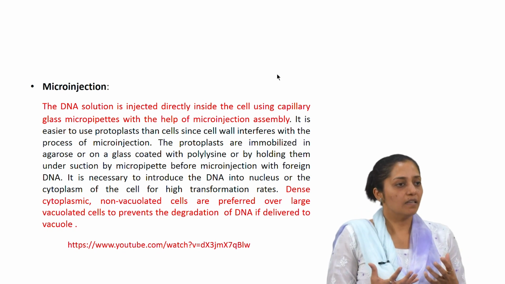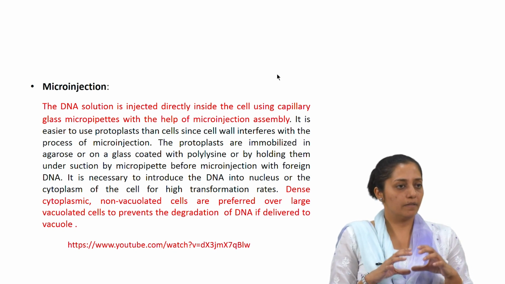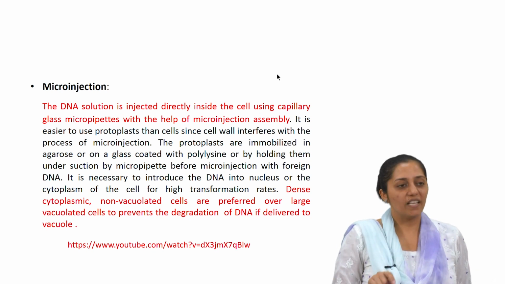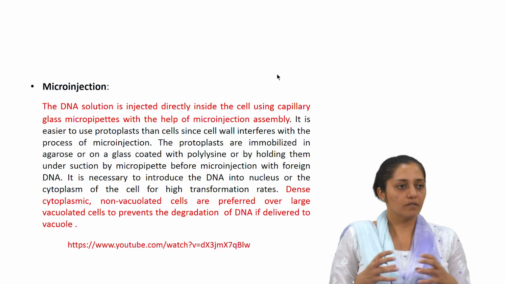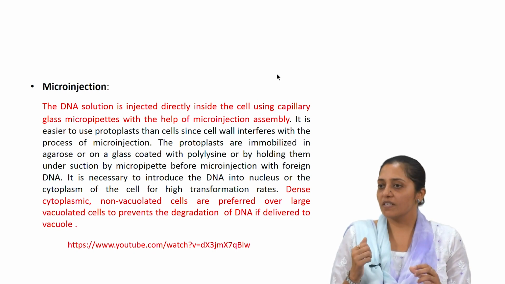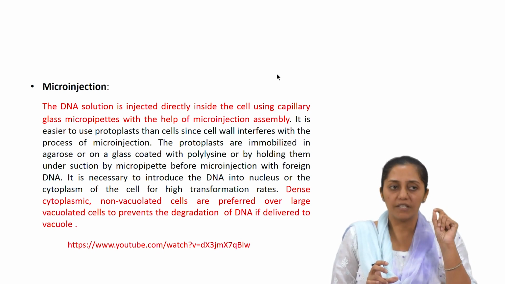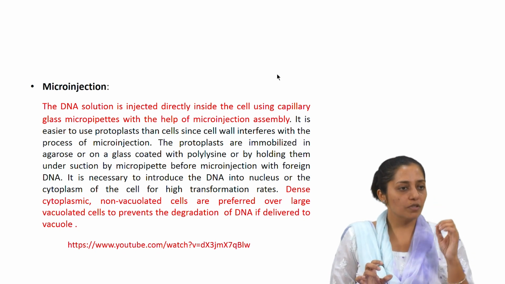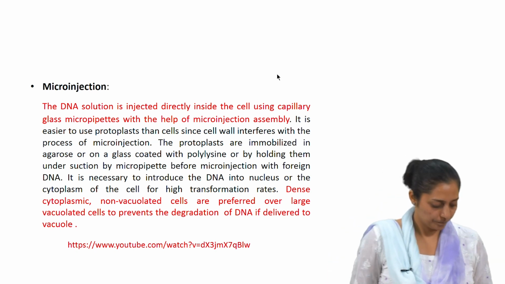Microinjection is direct gene transfer in which a microinjection assembly is used. It is not that easy. Under the microscope, you hold the cell, for example by fixing it onto a slide using polylysine. Because of the charges present, polylysine makes it stick at one place, and suction pressure is created so that it does not move. Then through the microinjection assembly, the DNA is put directly through the cell membrane into the cytoplasm or into the nucleus of the plant cell.